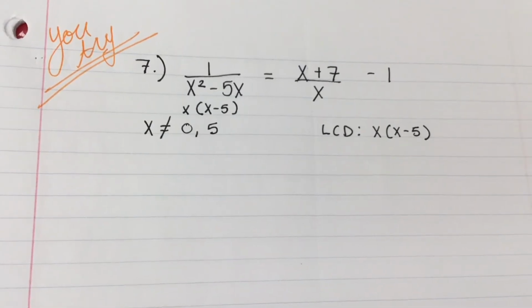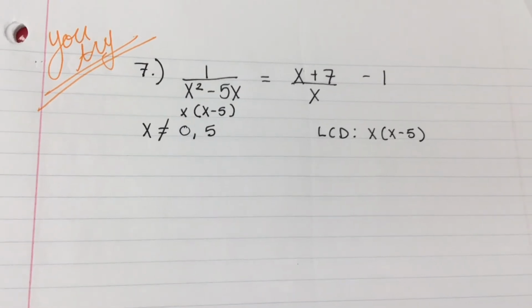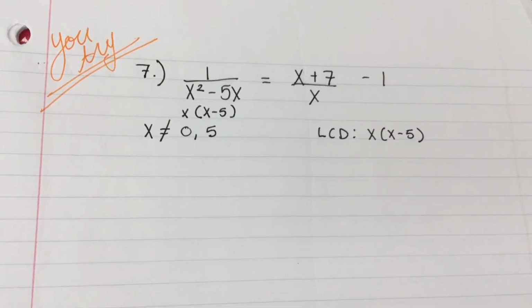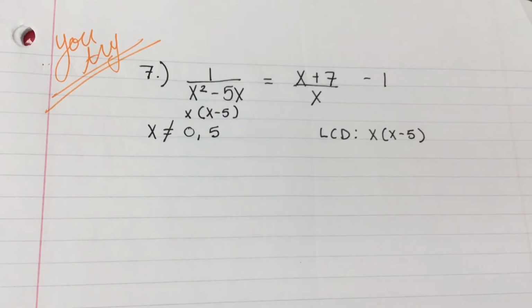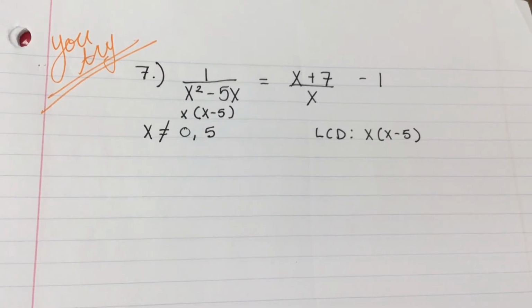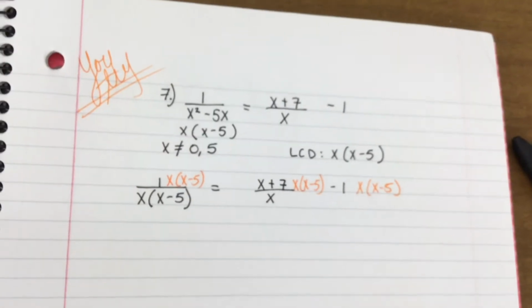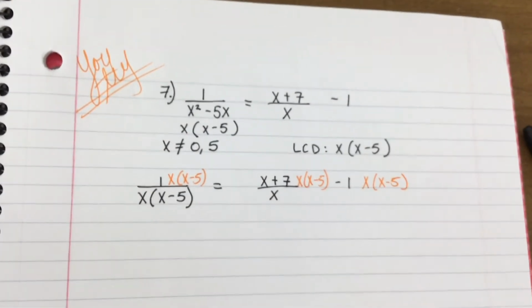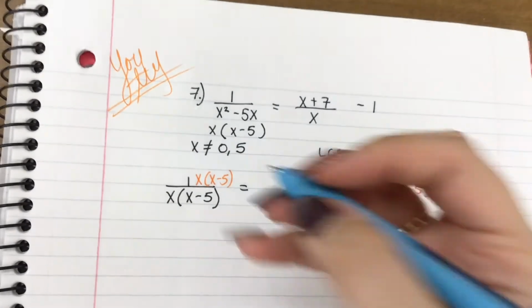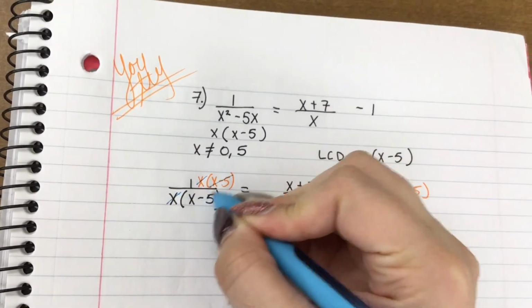That first denominator has a GCF of x, so if you factor out an x, you're left with x times x minus 5. That is your least common denominator, and your restrictions are x cannot be 0 or 5. When you multiply each one of those fractions by your least common denominator, you should have no more fractions after this step.